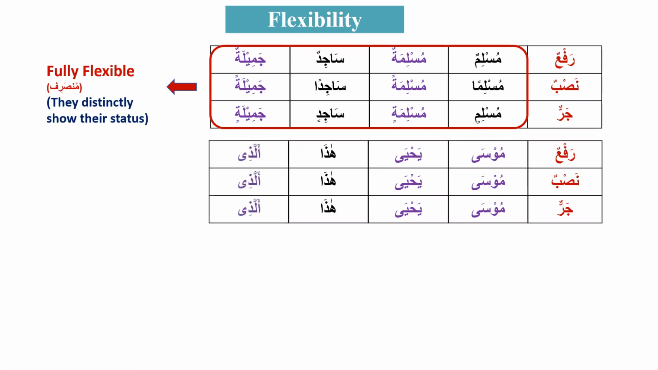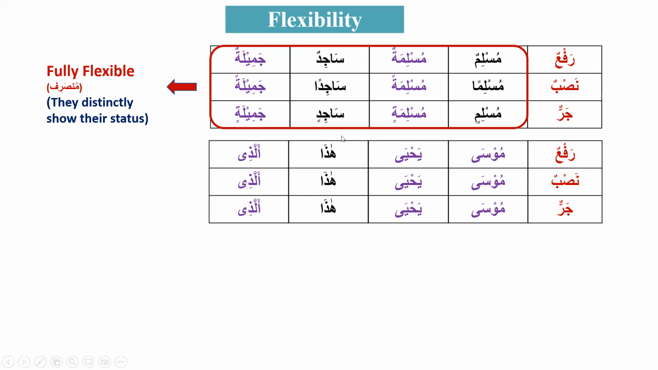Another example will be Allazi. Allazi means the one who. And there are some other words in this family as well. Allazi and Allazina. Allati and Allai for feminine gender. So all the singular and plural words in the Allazi family, they don't change either. Allazi will be always Allazi, like Haza, like Yahya, like Musa.